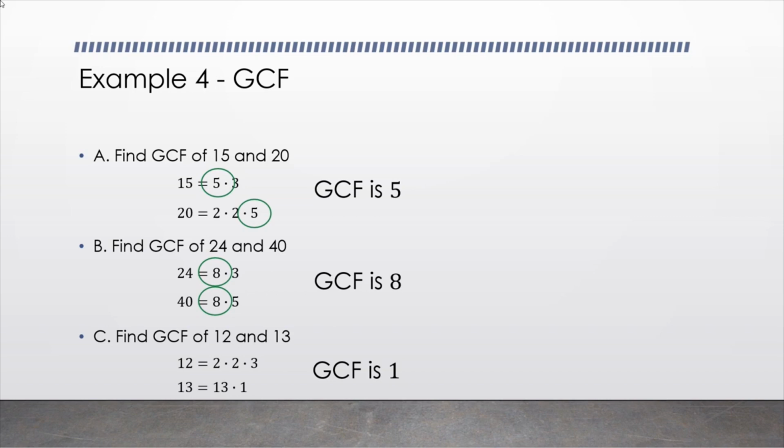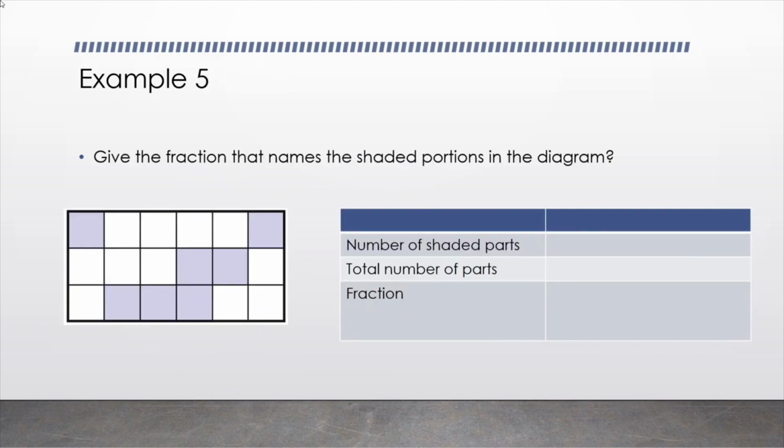Because you can always take 1, divide it by 12, divided by 1, and then 13 divided by 1. You can always do that, and it divides evenly, meaning there's no remainder.